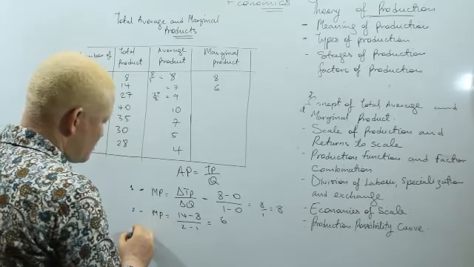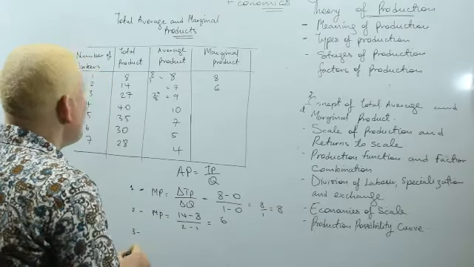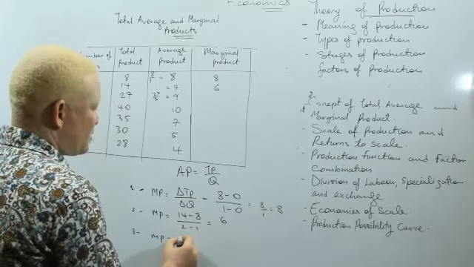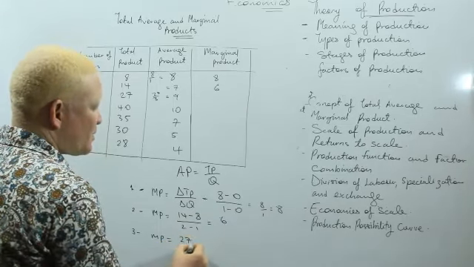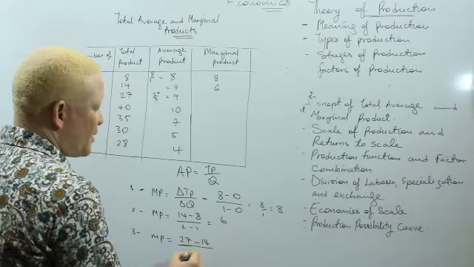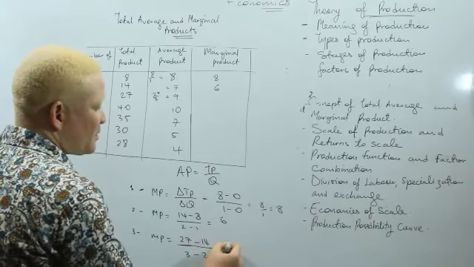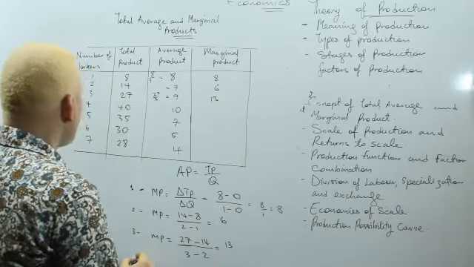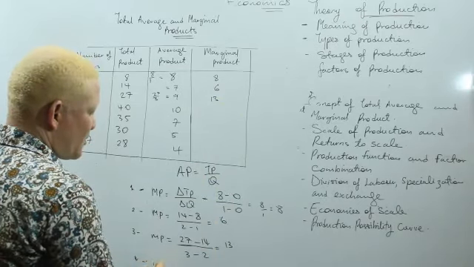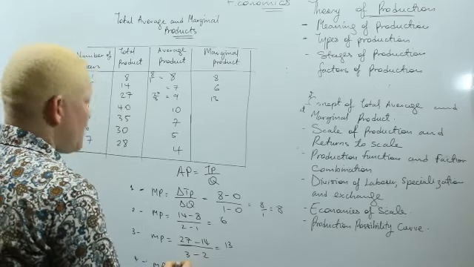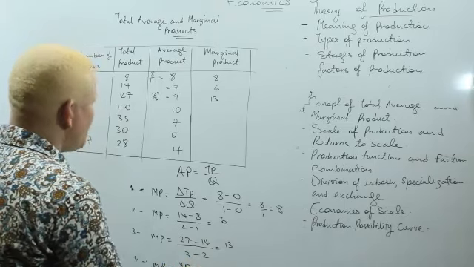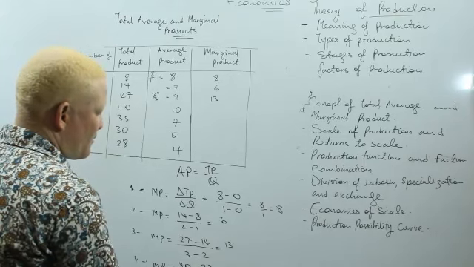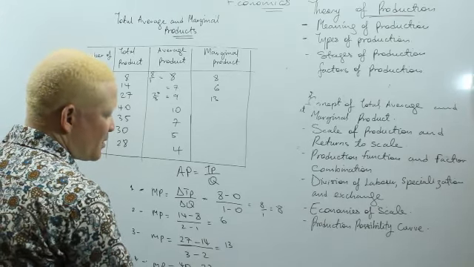Then at 3, we have MP equals 27 minus 14 divided by 3 minus 2, that is 13. So we have 13 here. The fourth one, at 4, MP equals 40 minus 27 divided by 4 minus 3. That leaves us with 13 as well.